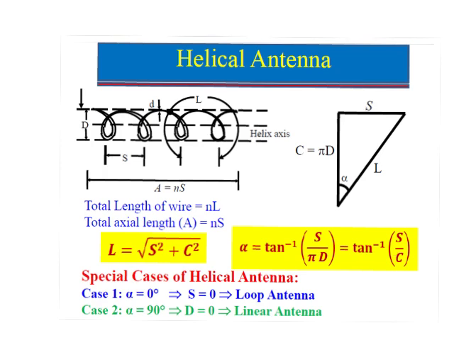Now, coming to the special cases with respect to this alpha. In the first case, when alpha is equal to 0 degree, there is no angular representation and the value of S becomes 0. In such a case, the helical antenna is replaced by the loop antenna. Similarly, in case 2, the angle is 90 degree. In such a case, the diameter D of the loop becomes 0, and the helical antenna results in a linear antenna.